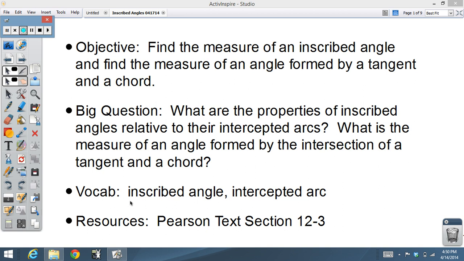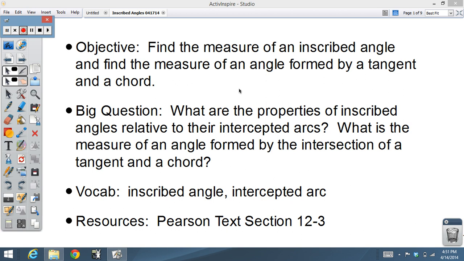Greetings everyone, time to get to Pearson text section 12-3, continuing on our work with circles and the lines that intersect them. Today we're going to be talking about inscribed angles, and a second part of it will be a quick easy theorem on the measure of an angle formed by a tangent and a chord, and it'll be quick and easy because it follows right along with what we're doing with inscribed angles of any kind, alright?